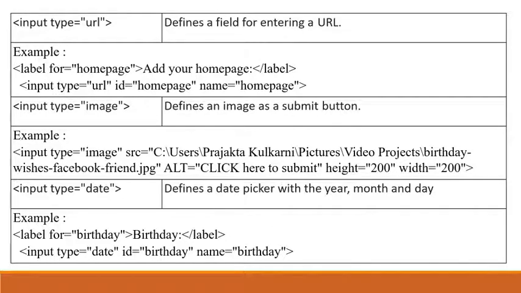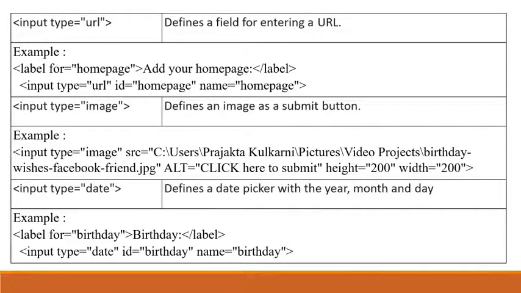Now for example, label for home page. So add your home page and then close it with slash label. Input type is equal to URL. Again ID is equal to home page and name is equal to home page. So here a same text box will appear where you are going to enter the URL of your website.